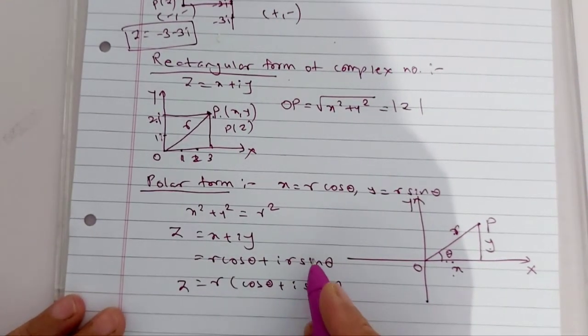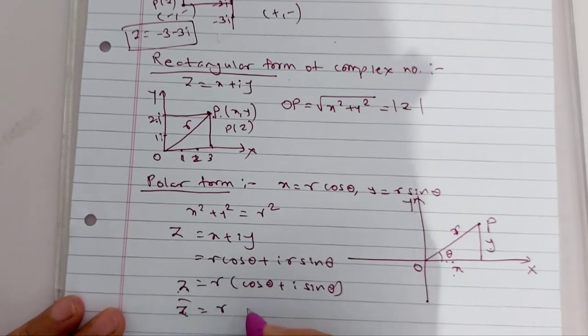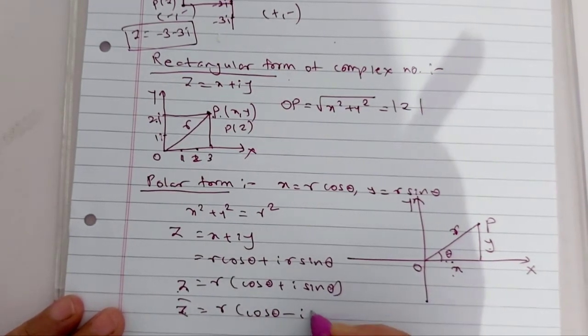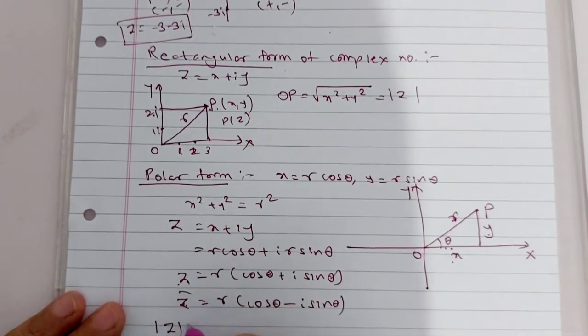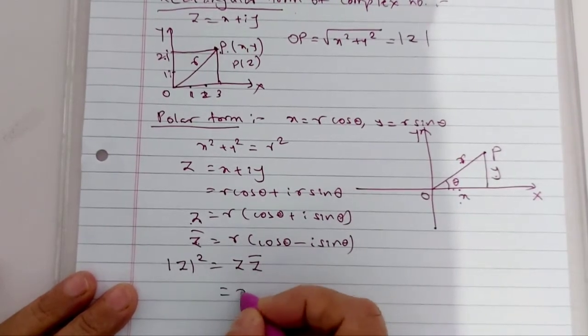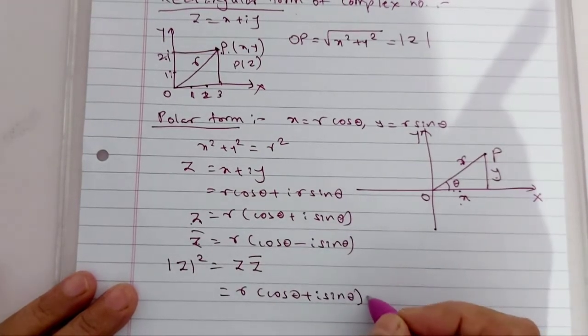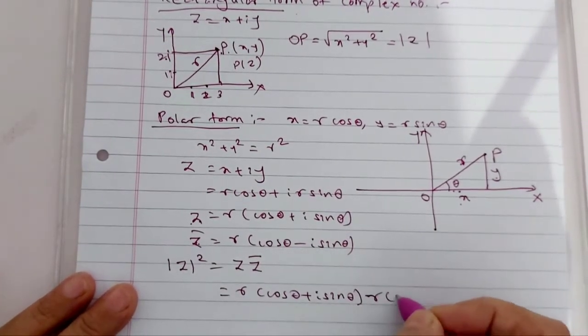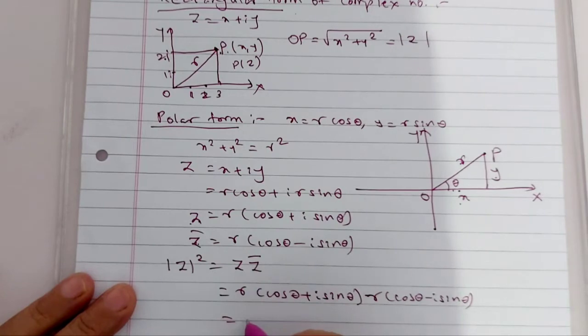Suppose now I want to know the complex conjugate of this z. So we write z bar. z bar, the complex conjugate of this z, will be r times cos theta minus i sin theta. So if I take mod z square, which is nothing but z into z bar, substitute the value over here. So what will I write? r times cos theta plus i sin theta, multiplied by r times cos theta minus i sin theta. So r times r will be r square.